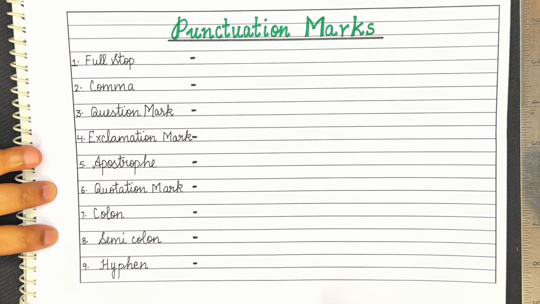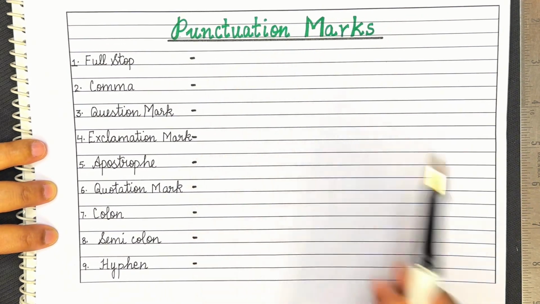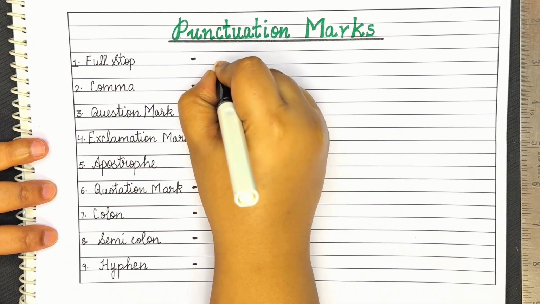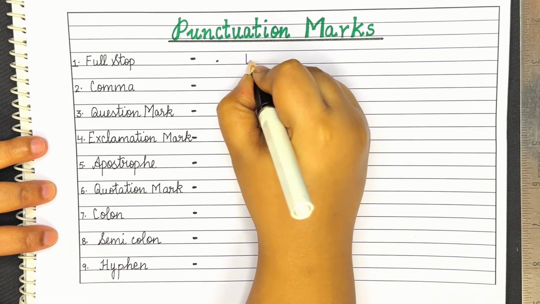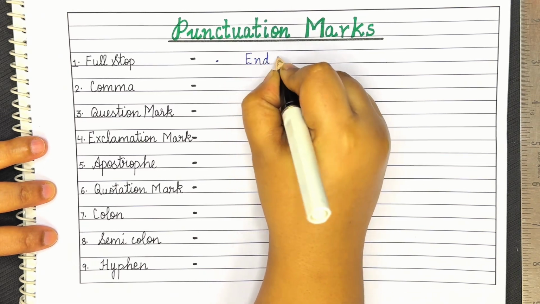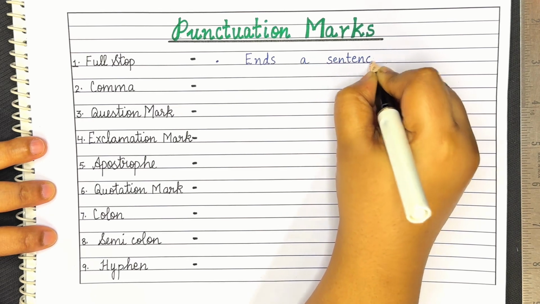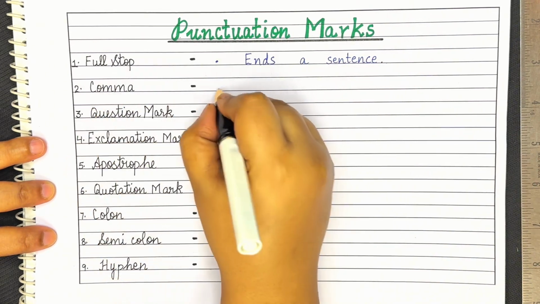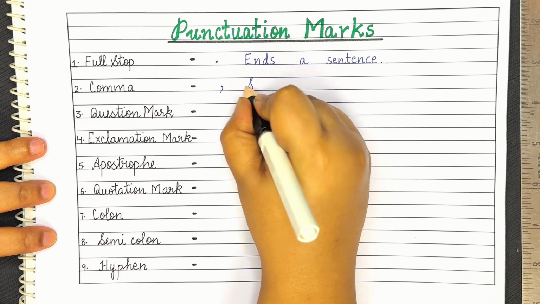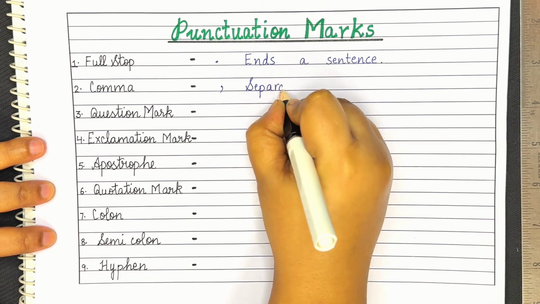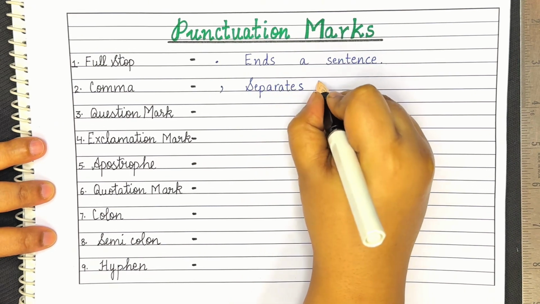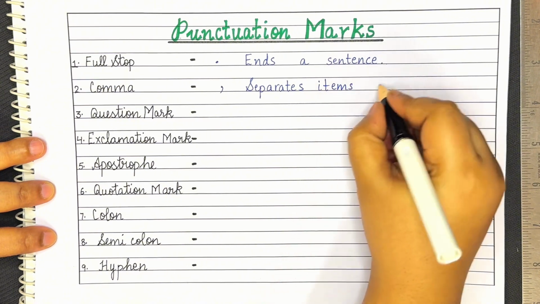Today we will learn a few punctuation marks and their usage. Full stop. Full stop is used to end a sentence. Comma. Comma is used to separate items or clauses.